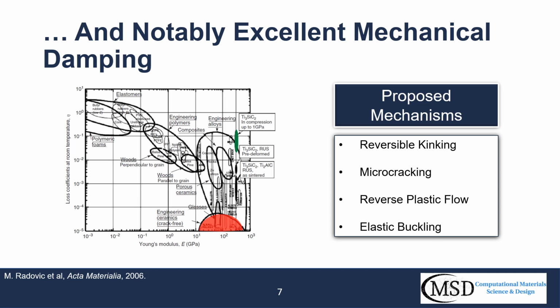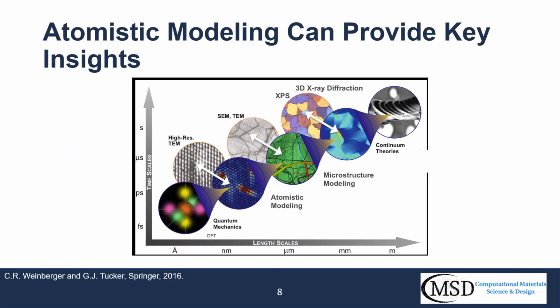A number of mechanisms have been put forward, including reversible kinking, microcracking, reverse plastic flow, and elastic buckling. But until now, we really haven't been able to study these mechanisms in detail. And this is where atomistic modeling comes in. Atomistic modeling occurs at the appropriate length and time scales to study these mechanisms that we're interested in. These mechanisms typically happen much too fast to observe experimentally, and they also happen on length scales which are beyond the capabilities of quantum mechanical simulation methods.